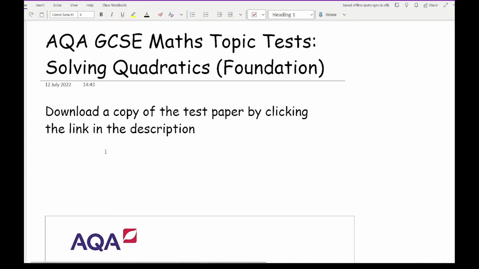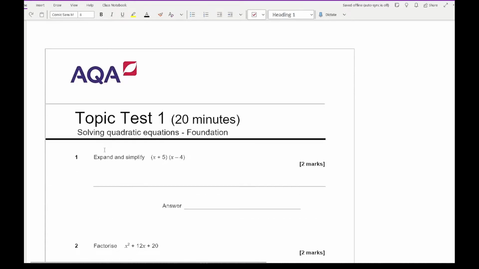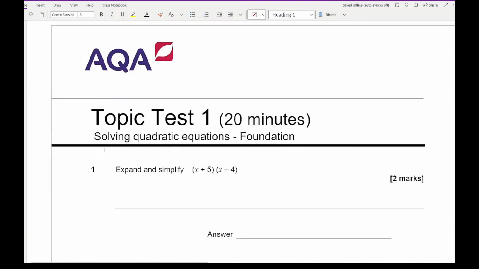When dealing with any algebra topic, it's always important that you read the question, as many questions can become different questions if you do not read what is being asked of you. So again, make sure that you know the difference between factorize and solve and what the answers should look like.